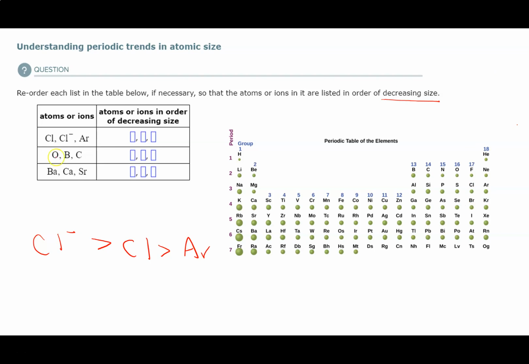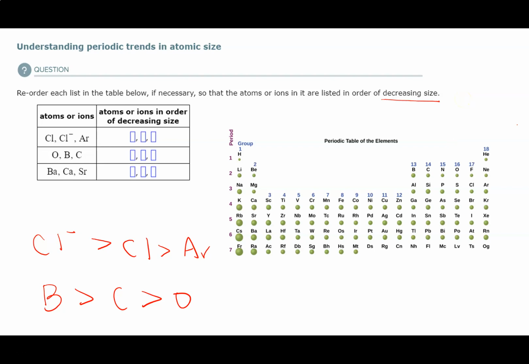The second one: oxygen, boron, carbon. The first thing I'm going to do is locate all of these on the periodic table. They're all in the same period, and we know as we go left to right, they get smaller. So we're just going to list them left to right. So boron is bigger than carbon, which is bigger than oxygen. That wasn't too bad. We've only got one left.